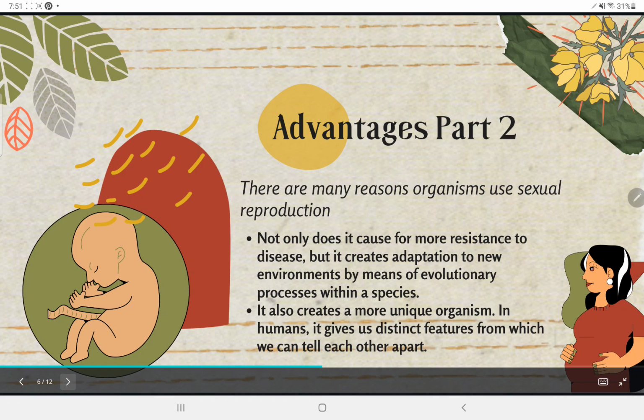Advantages Part 2. There are many reasons organisms use sexual reproduction. Not only does it cause more resistance to disease, but it creates adaptation to new environments by means of evolutionary processes within a species. It also creates a more unique organism. In humans, it gives us distinct features from which we can tell each other apart.